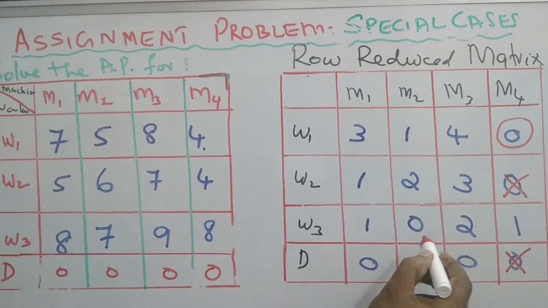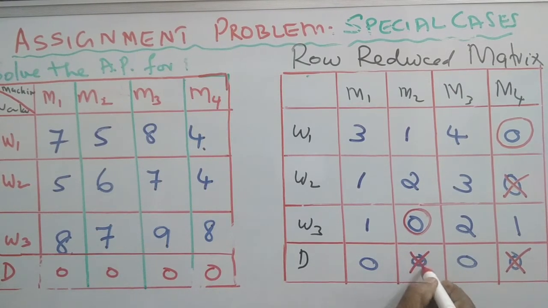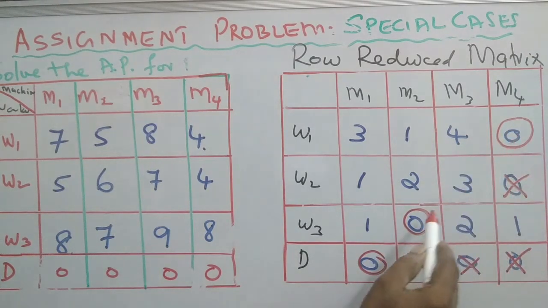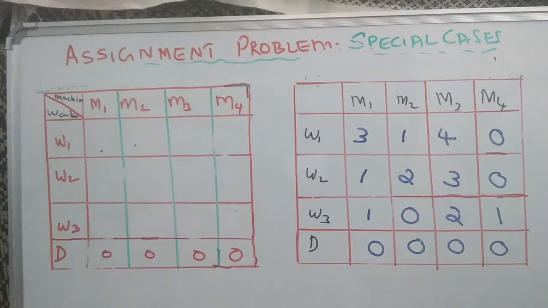Then second row, there are no zeros now. Third row, there is a zero, we allocate here. Then in the first column, a zero, we allocate here. The number of allocations is 1, 2, 3. The order is 4. Therefore, this allocation is not optimum. Then we have to go for optimization by a modification. This table is to be modified. So in the next step, our objective is to modify the row reduced matrix.